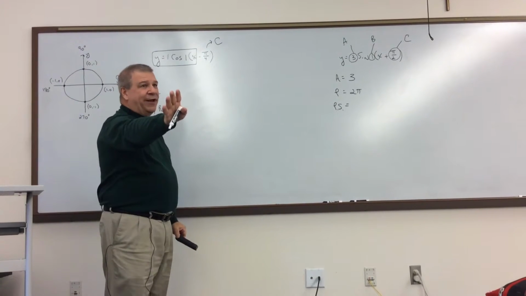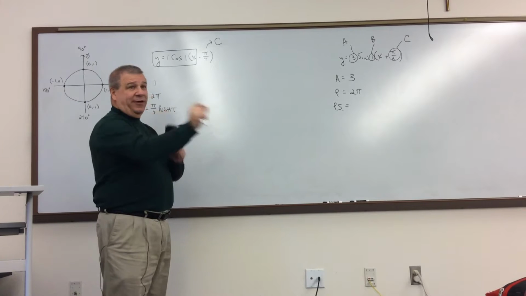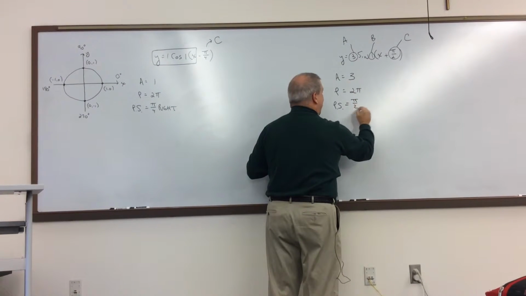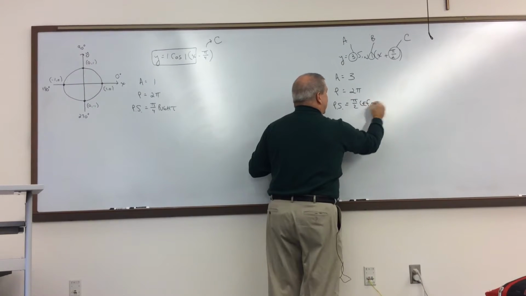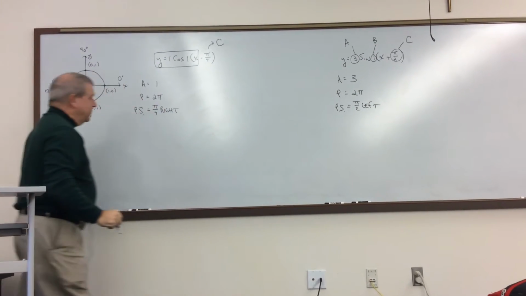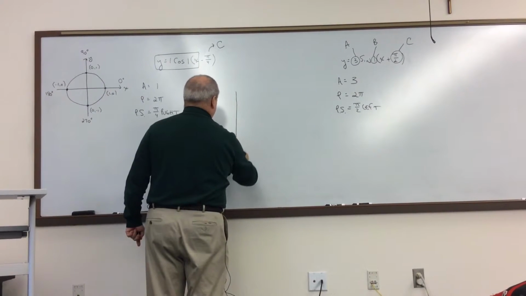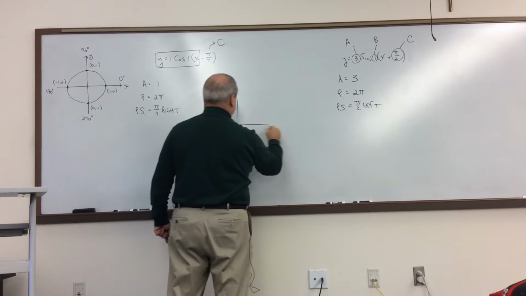Now that's the easiest way to remember this. You don't want to screw that up because you got to make sure you're going in the right direction. So the phase shift here is pi over 2 left. Now watch this. Go ahead, draw your graph like you always do.